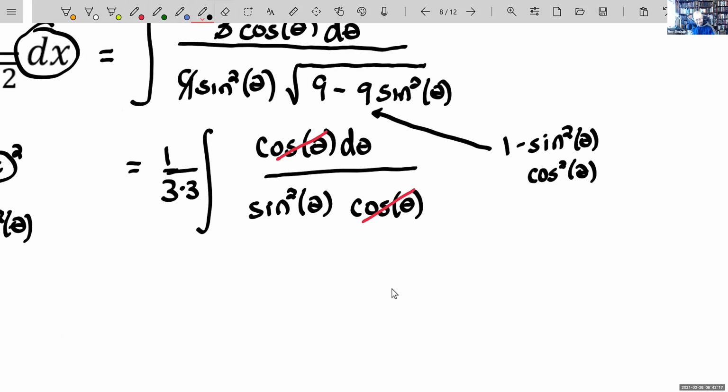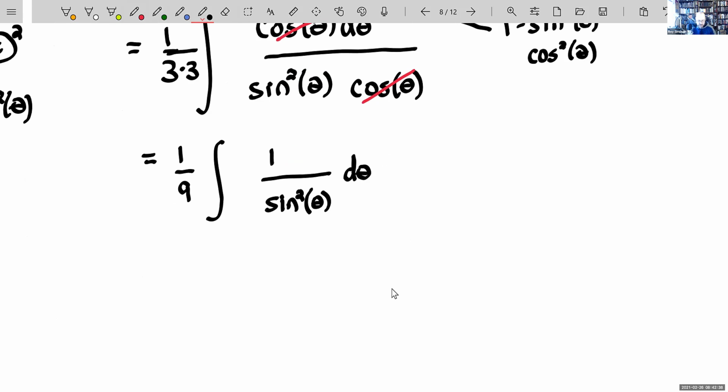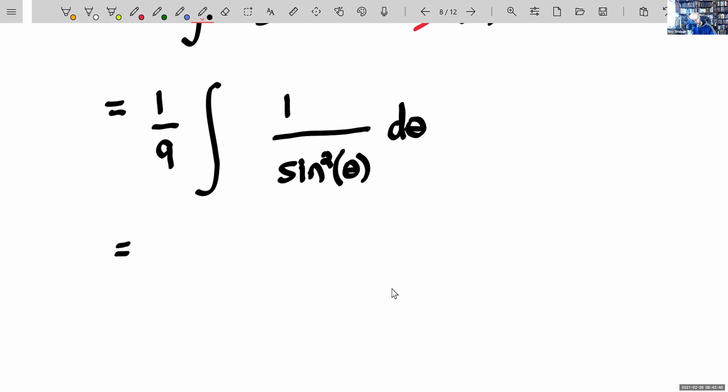And here's a funny little integral. 1/9, integral of 1 over sine squared. Whoops. Secant... I mean, cosecant, d theta. I say it's a funny little integral because I will have people that get stuck right here when they shouldn't. 1 over sine squared is the cosecant squared.